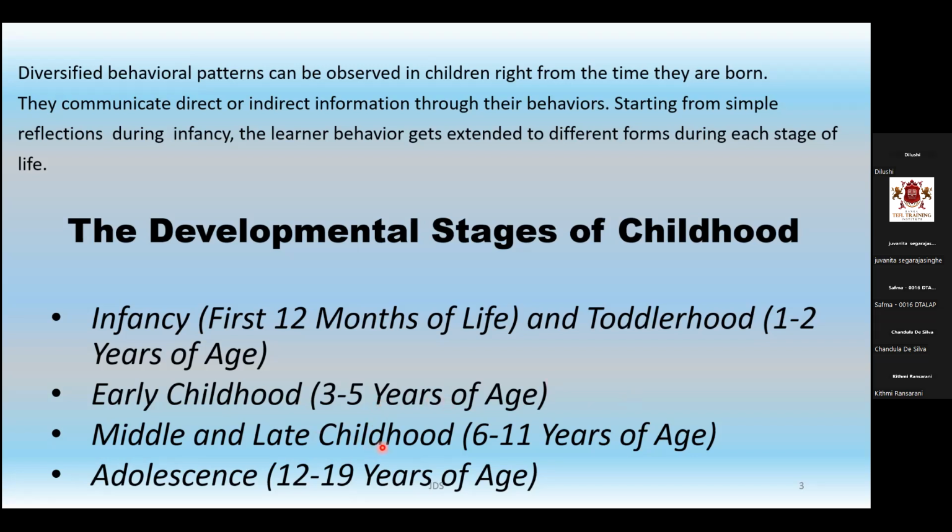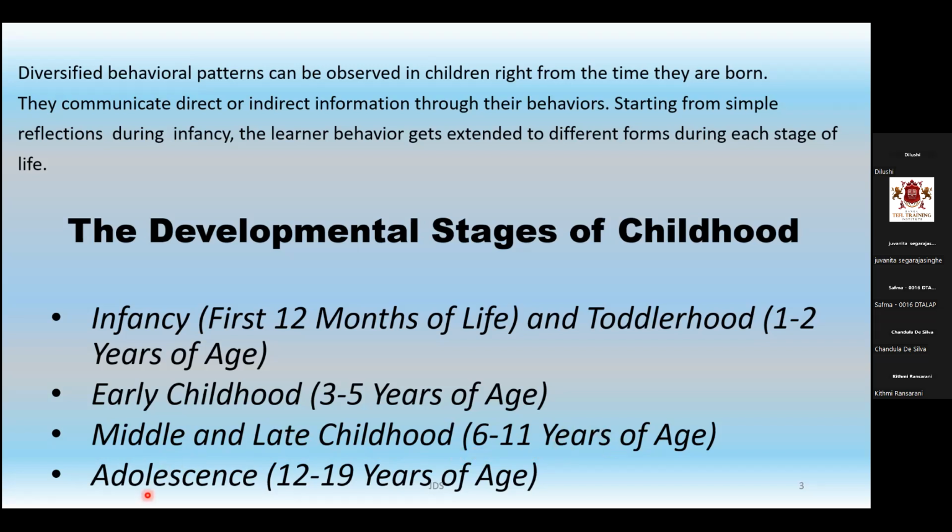We start meeting learners who belong to these two categories, middle and late childhood. That is learners from 6 years to 12, or 6 to 11. They come under middle or late childhood. So children who are in the primary grades, maybe from grade 1 to grade 5, fall under this category. Right? So these are the learners that we might come across in our primary grades.